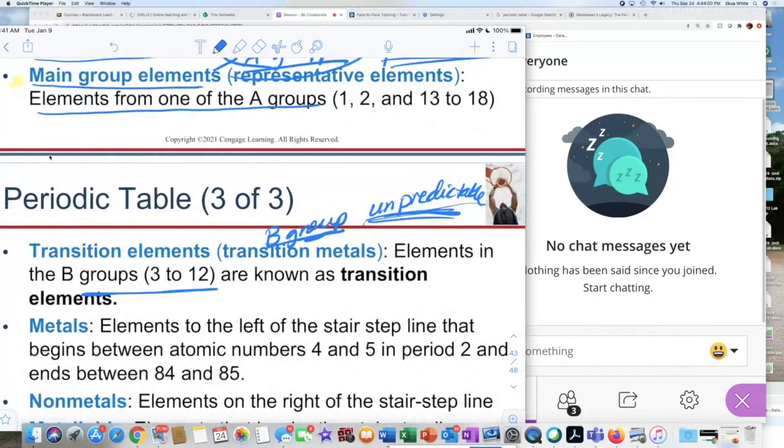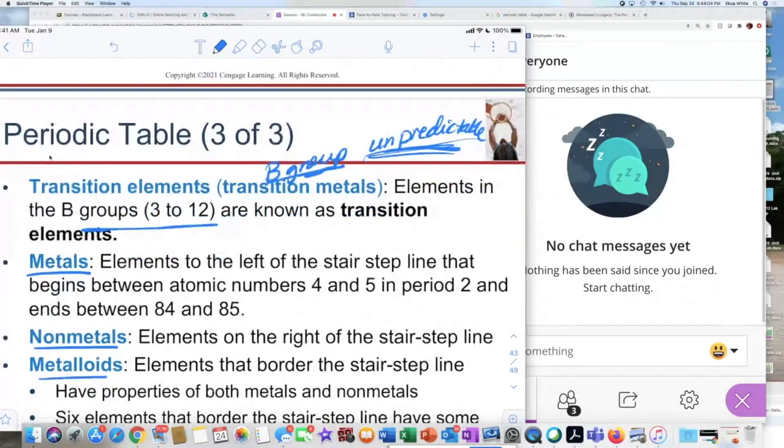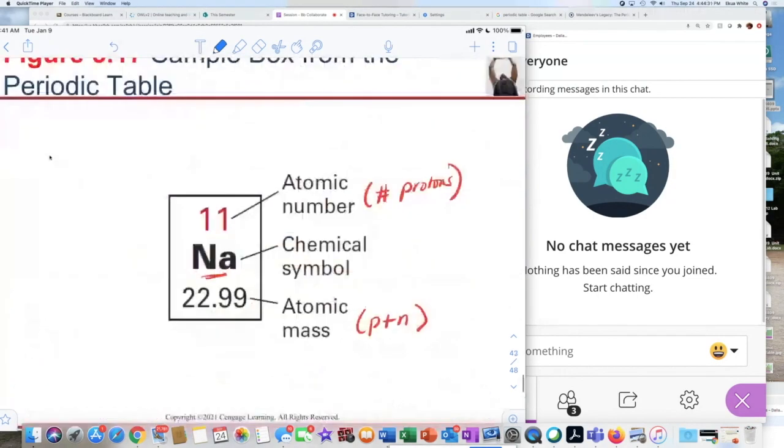And then the other way of classifying the periodic table is by metals, nonmetals and metalloids. Most of the different types of elements we have in the periodic table are actually metals. So elements to the left of the stair step line, the zigzag, are pretty much metals. The stair step line begins between atomic number 4 and 5 in period 2 and ends between atomic number 84 and 85. That's a lot of description. What they mean is, go back here.